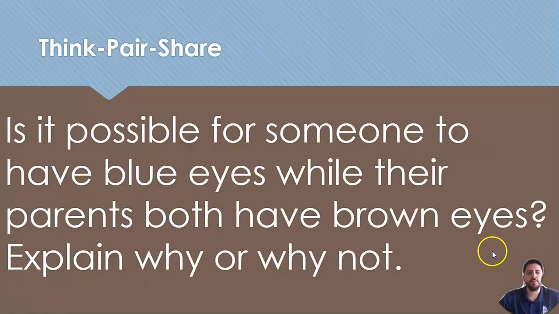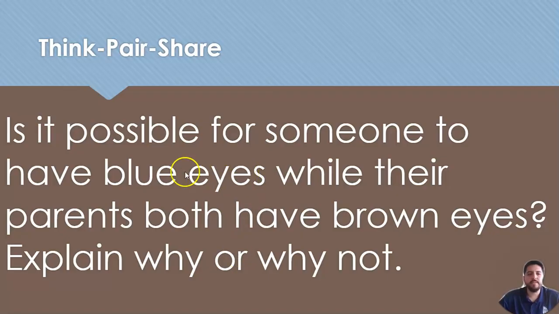All right, let's think about this question now. Is it possible for someone to have blue eyes while their parents both have brown eyes? Explain why or why not. In this case, blue eyes is the recessive trait, and brown eyes are the dominant trait. So here, yes, it is possible for someone to have blue eyes if both their parents have brown eyes.